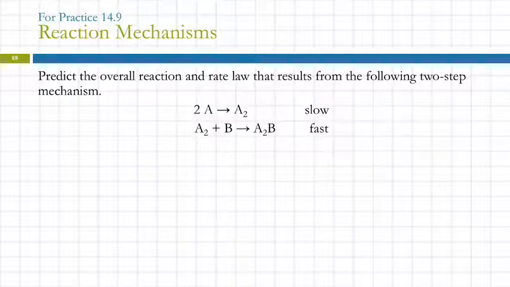Okay. Predict the overall reaction and rate law that results from the following two-step mechanism. Simple mechanism here. The relative rates here are given. The first step is slow, the second step is fast.